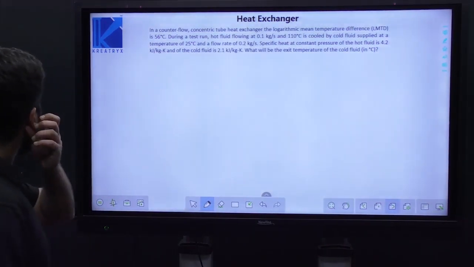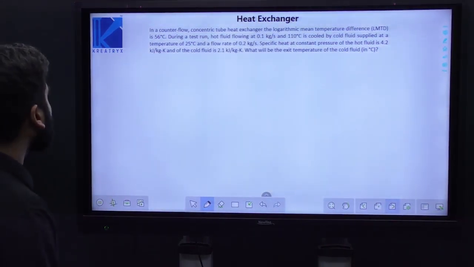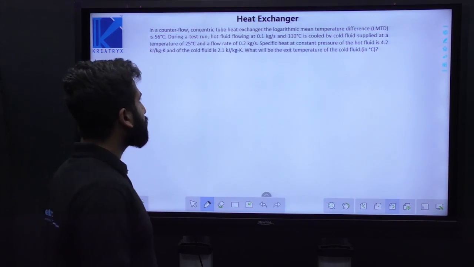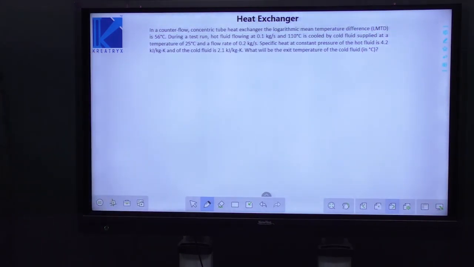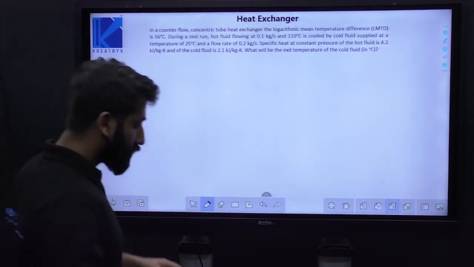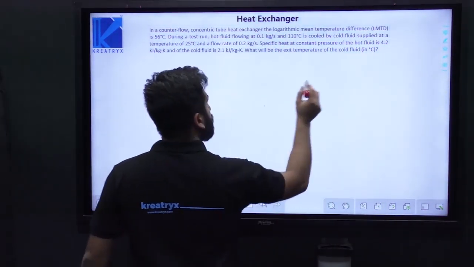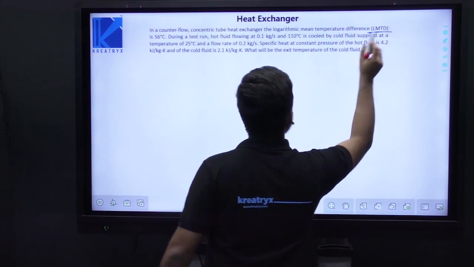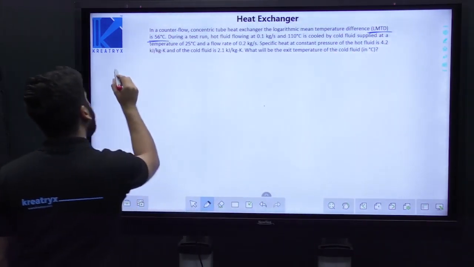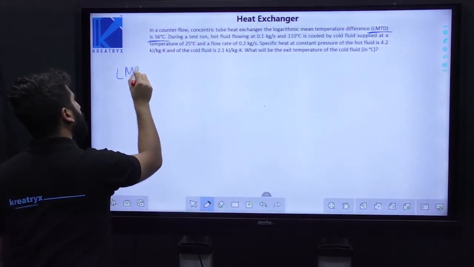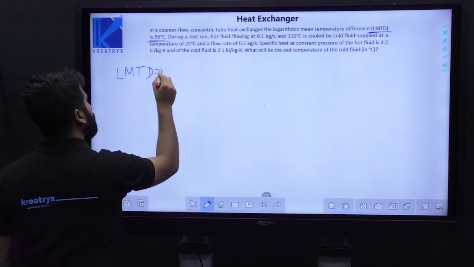Okay, so this is in a counterflow concentric tube heat exchanger. The LMTD is 56 degrees Celsius. Okay, now LMTD is given. So the LMTD is 56 degrees Celsius. So let me write it here. LMTD is 56 degrees Celsius.